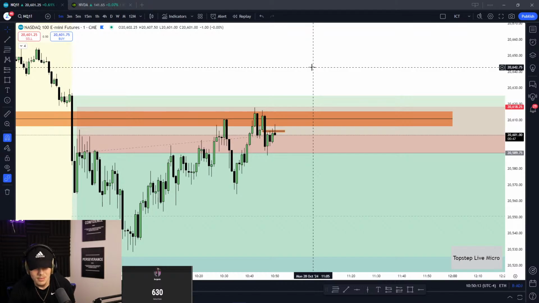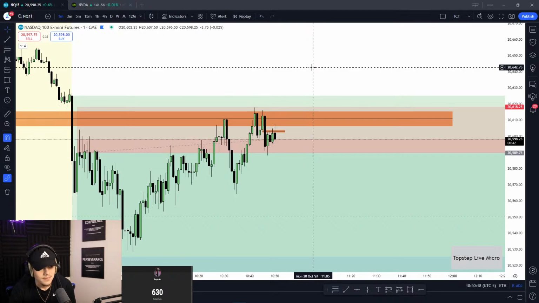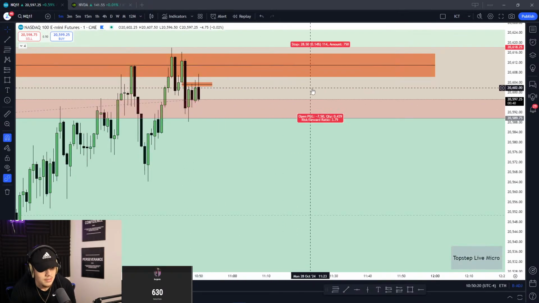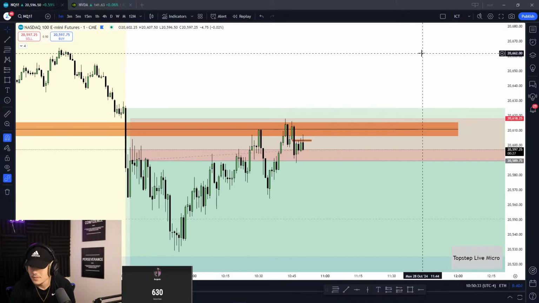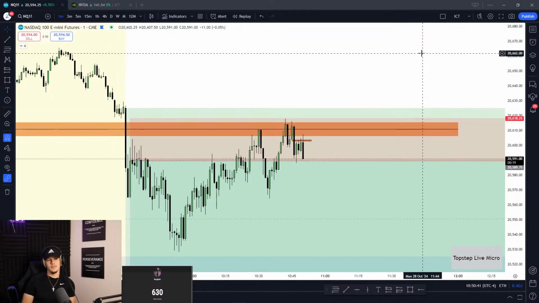I mean, the body's still respecting the consequent encroachment of the SIBI, so that is still a pretty clean reaction on that SIBI. Let's see it. No shot, dude. 10:50 macro's moving lower. Like, there's no shot we win this trade. That's actually crazy.